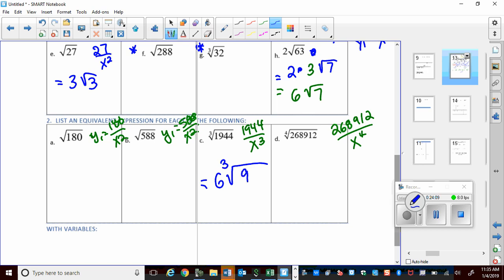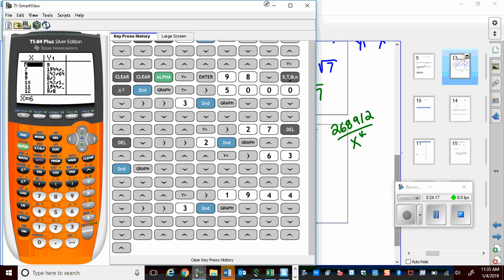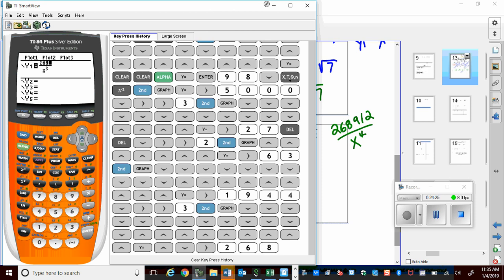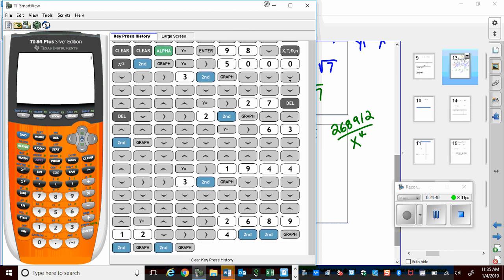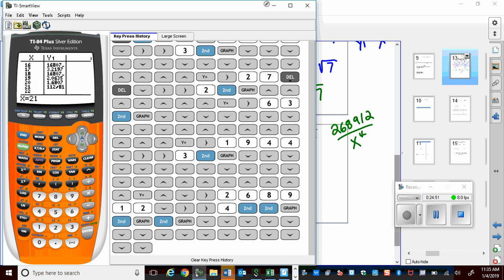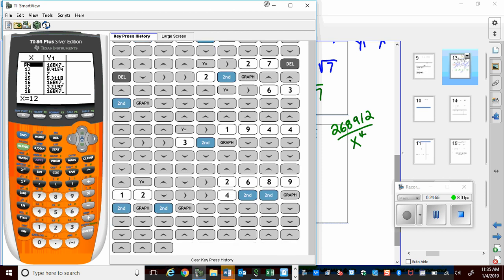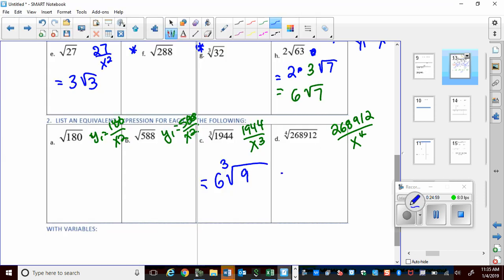For the next one, we have 268,912. The fourth root of that, okay? So at the top, I'm going to put this number in, 268,912 divided by that index, x to the 4th. Second graph, all right? Looking for our smallest whole number. So it looks like 112 is a whole number. 7 is a whole number. And that looks like it's it. That's just 7. So 7 is paired with 14. So if I rewrite this, I have 14, the fourth root of 7.